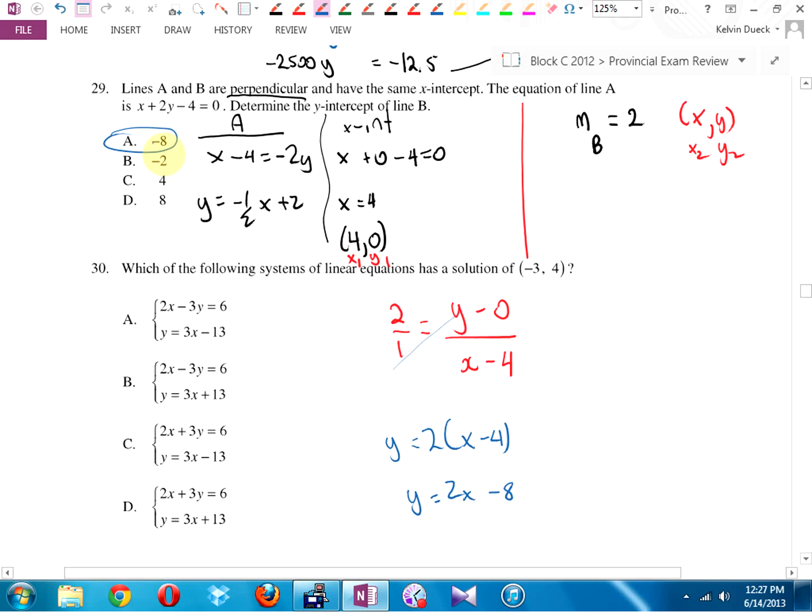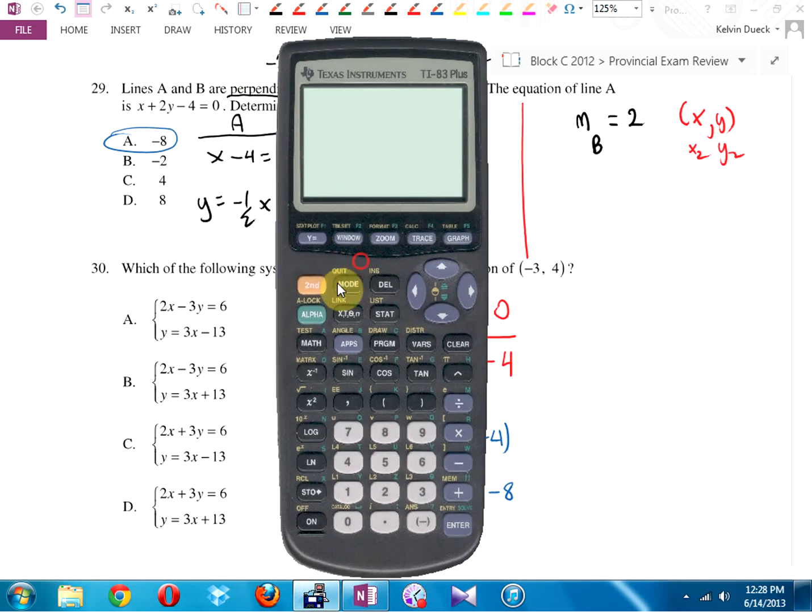That's a tough question. Now, number 30 says, which of the following systems, you could solve all 4 of those. Do they really want you to solve all 4 of those? No, they're asking, do you know how to check a system answer? And we said, all you do is you go to your calculator and you plug in a negative 3 for the x, a 4 for the y, and then see if when you hit equals, the equal signs equal each other. In other words, I'm going to go like this on my calculator.